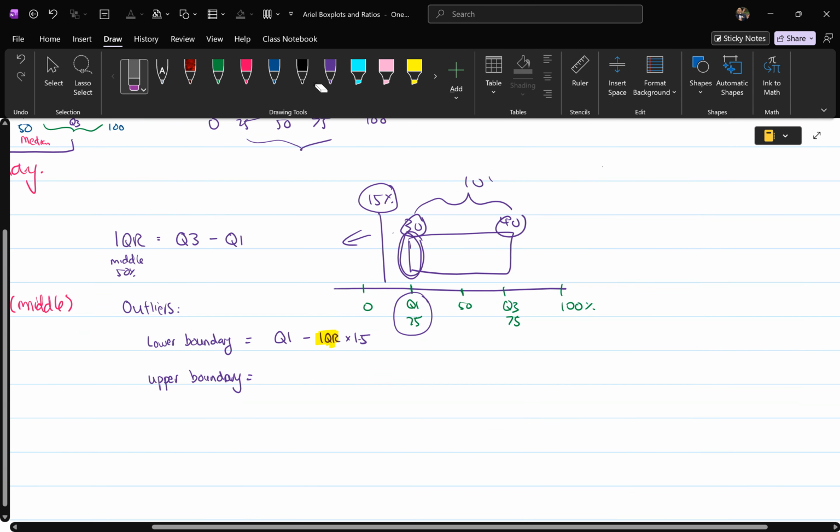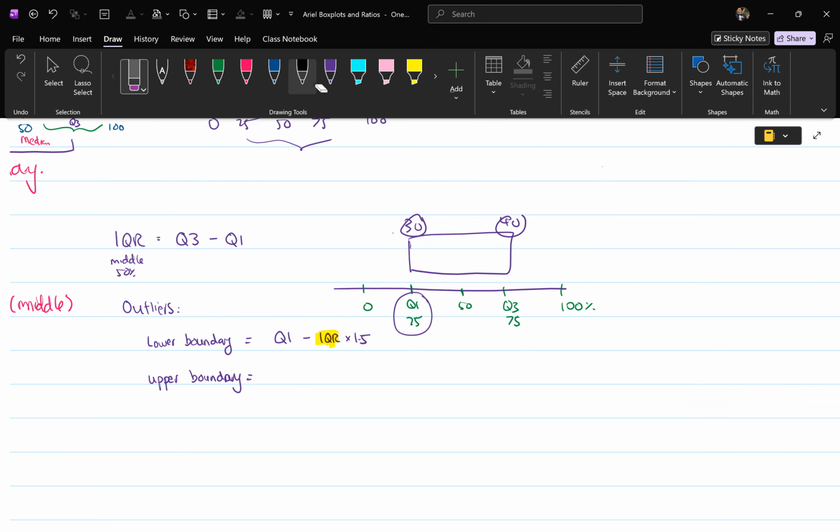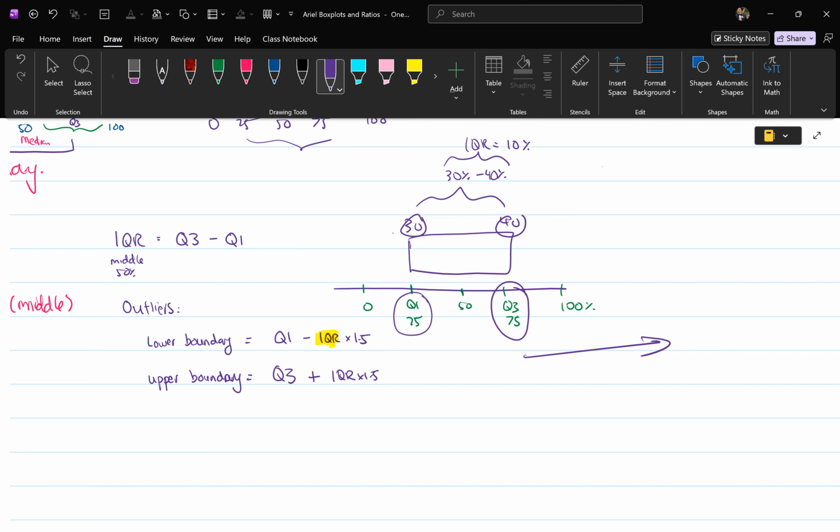If you think about this picture again, if our class often only gets 30 to 40% for their test, then the IQR is only 10%. That's the width, where everyone sits between. So what we do is take the middle of the upper half, whoever was sitting at the 75th percentile, Q3, and go further in this direction. Let's see anyone who scores way above what everyone else is scoring. So Q3 plus, because we're going to the right, the same thing: IQR times 1.5.